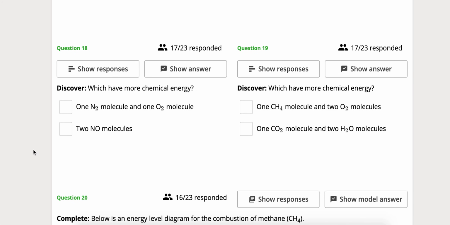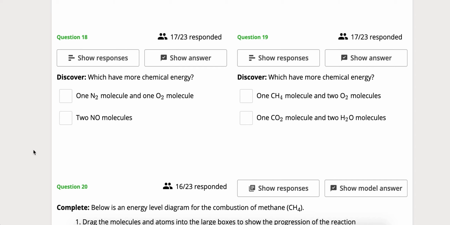For question 18, which have more chemical energy? One N2 molecule and one O2 molecule, or two NO molecules? The correct answer here would be option B, and the reason is because these molecules have more chemical energy than the N2 and O2 molecules that form them. They are produced from an endothermic reaction.